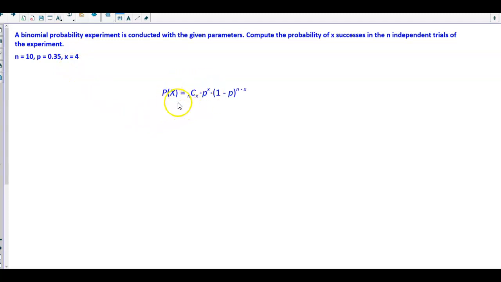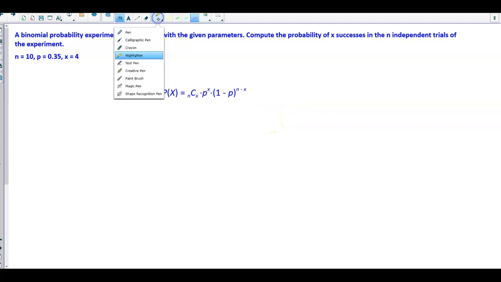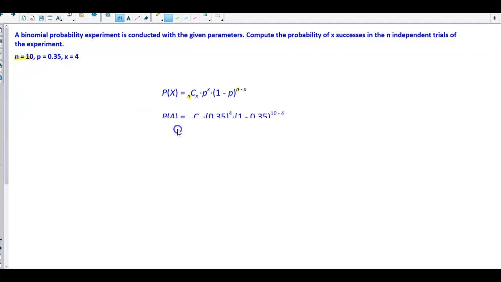So we're going to use the binomial probability formula, where we take the combination times the probability to the value of x times 1 minus the probability to the power of n minus x. So let's go ahead and substitute our given information. We know that n is equal to 10. So everywhere we see n, we're going to substitute the value of 10.